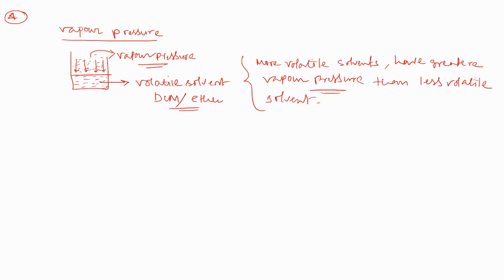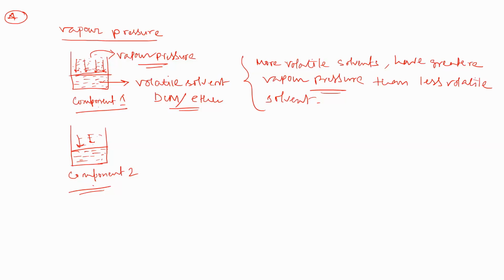So we have to know which solvent is more volatile and which is less volatile. When we are using a volatile solvent, there will be a vapor pressure over the solvent surface. Suppose I have one volatile solvent, which I call component one. Another volatile solvent is there, which also has a vapor pressure, and I call it component two. So there are two different volatile solvents, component one and component two.